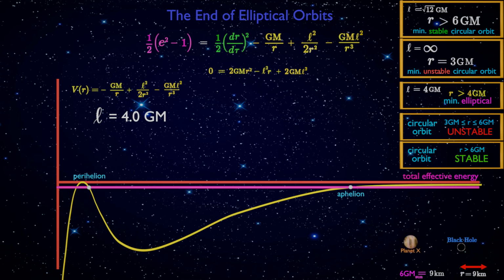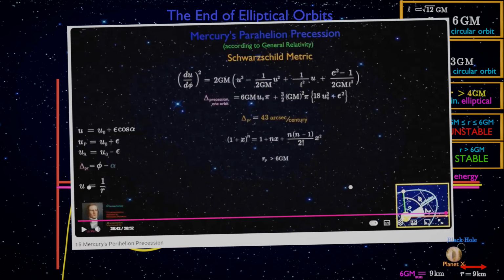This brings us to a curious place. We showed in the previous video that we can calculate the precession of elliptical orbits to arbitrary precision as long as the perihelion is greater than 6 GM. But now we have discovered that elliptical orbits can go down to 4 GM. Does that mean there is a small range of elliptical orbits where this method doesn't work?